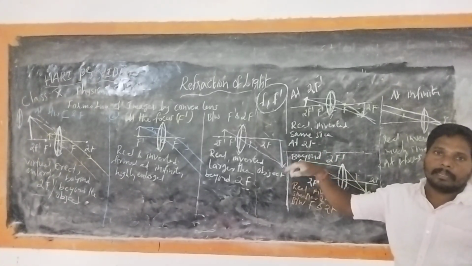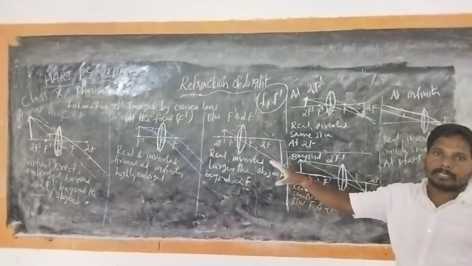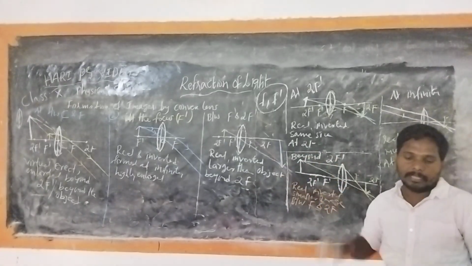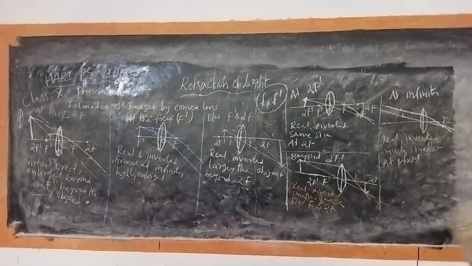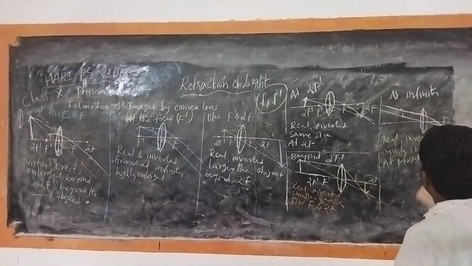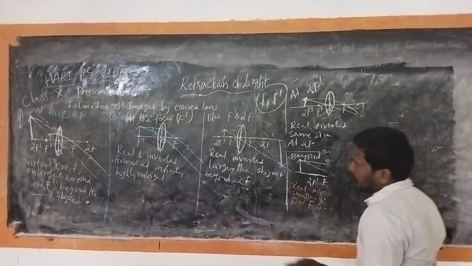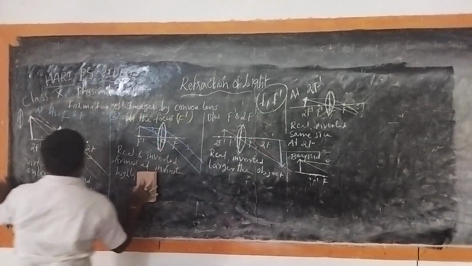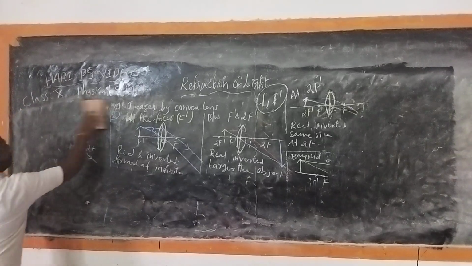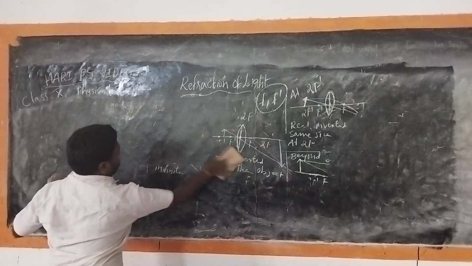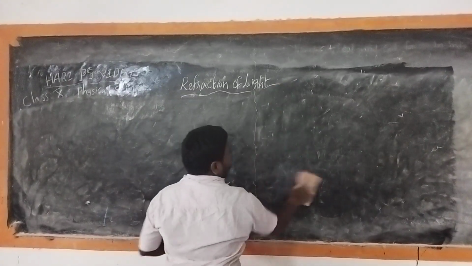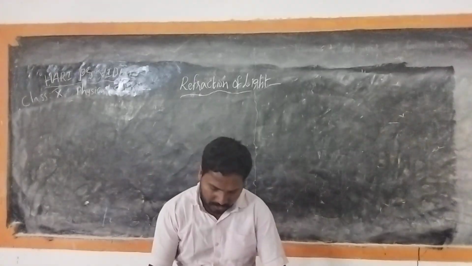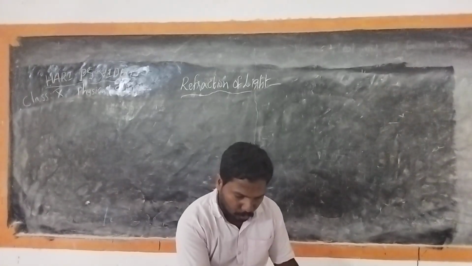Identify the position of the object, identify the image of the object, then the characteristics: real, inverted or virtual, erect, and size of the object: same, lesser, or more. In this way we have to know the image formed by a convex lens. All of this is given in a table form, so it is very easy to know.